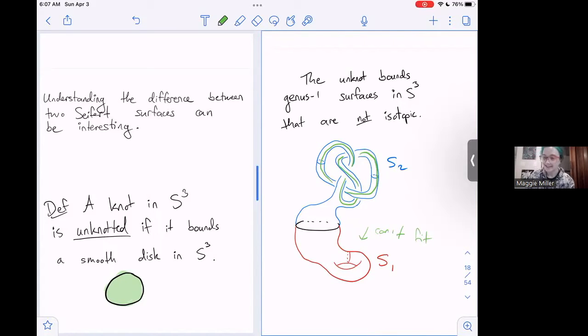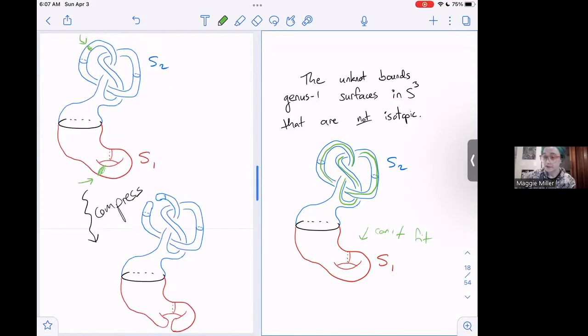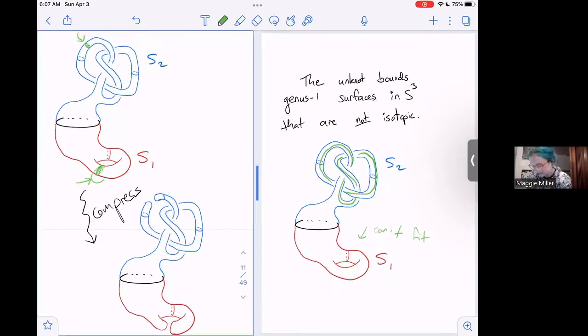But maybe you should object that, okay, these surfaces aren't isotopic rel boundary, but they also aren't interesting because they're compressible, by which I mean I can find disks in the surface complements that I can use to cut the surface and decrease the genus. So I take my red surface here, it has this disk in its complement, and if I cut it, it will become a smaller genus surface, so a disk. So then these two disks are isotopic rel boundary, which means that even though S1 and S2 are different, they're obtained from isotopic things by a simple operation, undoing this compression. So they're kind of barely different.